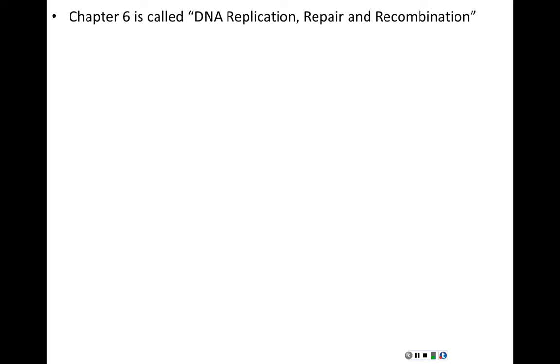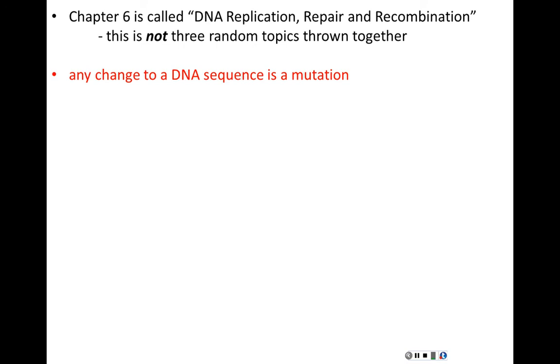So the name of chapter 6 in your textbook is DNA Replication, Repair, and Recombination. And although this might sound like some kind of potpourri where the authors took three completely random topics and threw them together into a chapter, that's actually not true. Any change to a DNA sequence is considered a mutation. Any deviation from the expected sequence of a genome is a mutation.